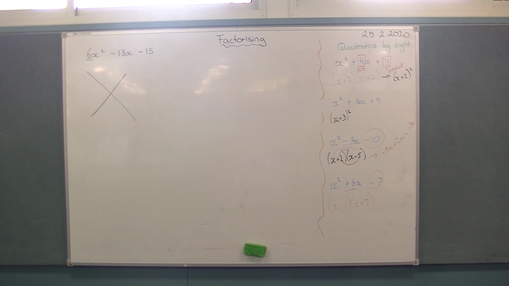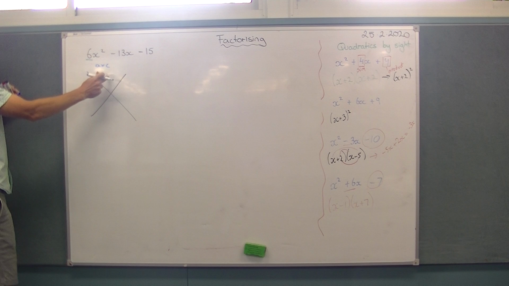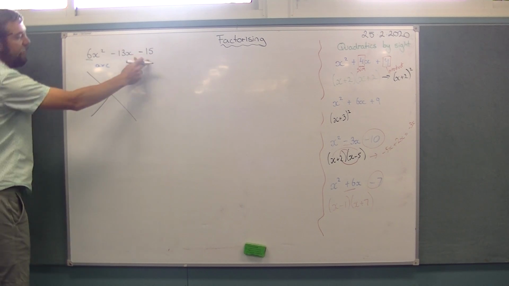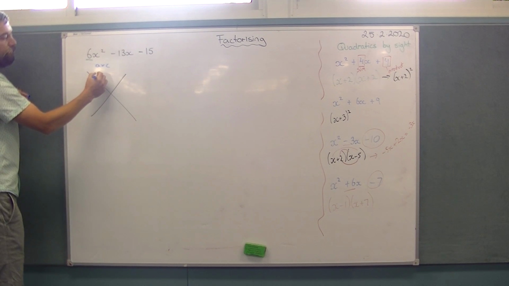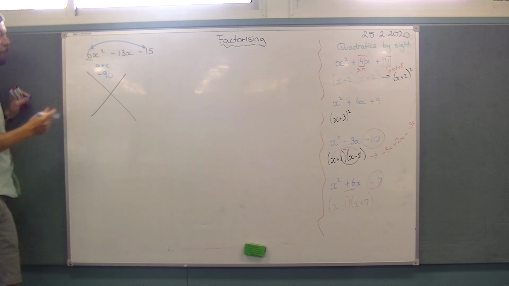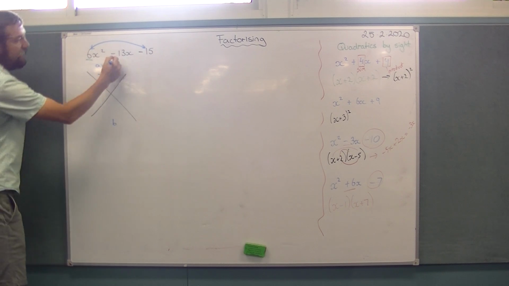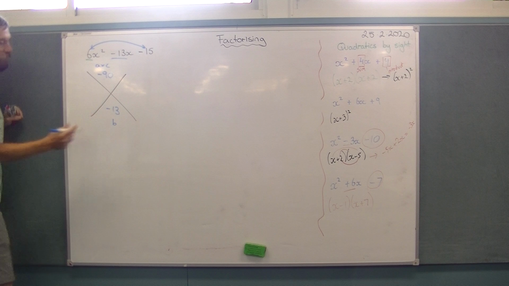In this box, or this triangle, I want you to write, what is 6 times minus 15? 90. Negative 90. In the bottom triangle, I want you to write down the middle coefficient.